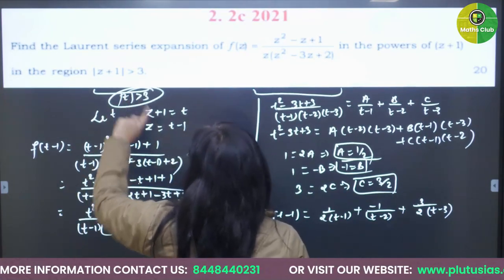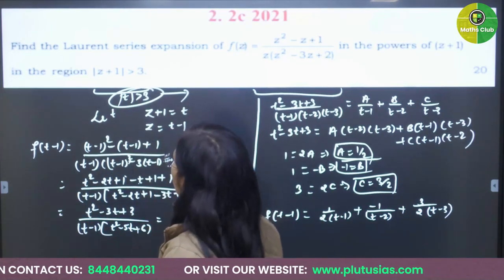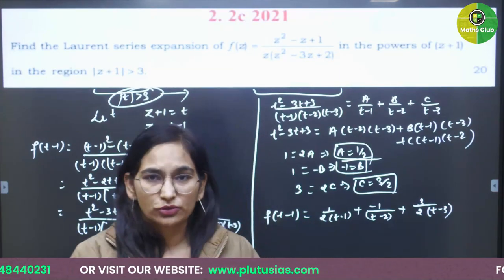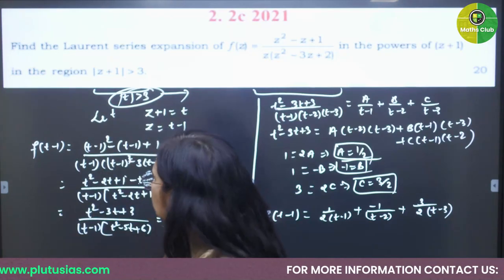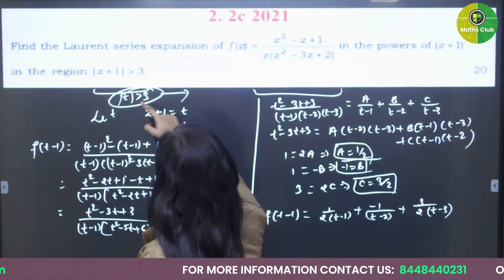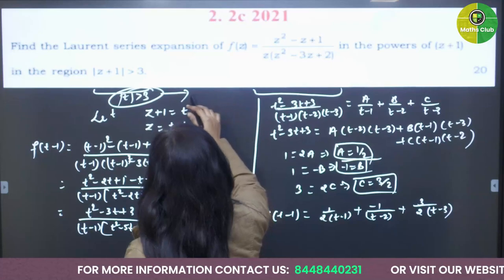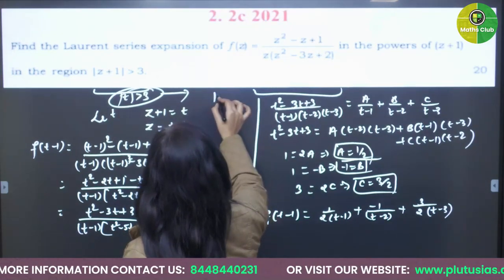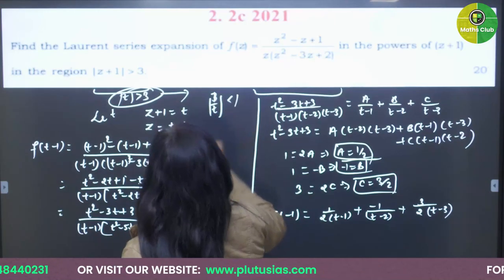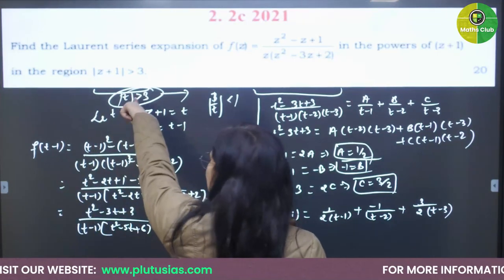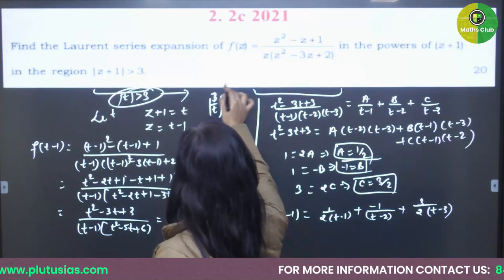So from here, look at the expansion. Expansion is possible only if whatever your function of t is, its mod should be less than 1. That is possible only if you convert this into the format of dividing 3 by t, so mod of 3 by t would be less than 1. If you do t by 3, that would be greater than 1, so that is not possible.